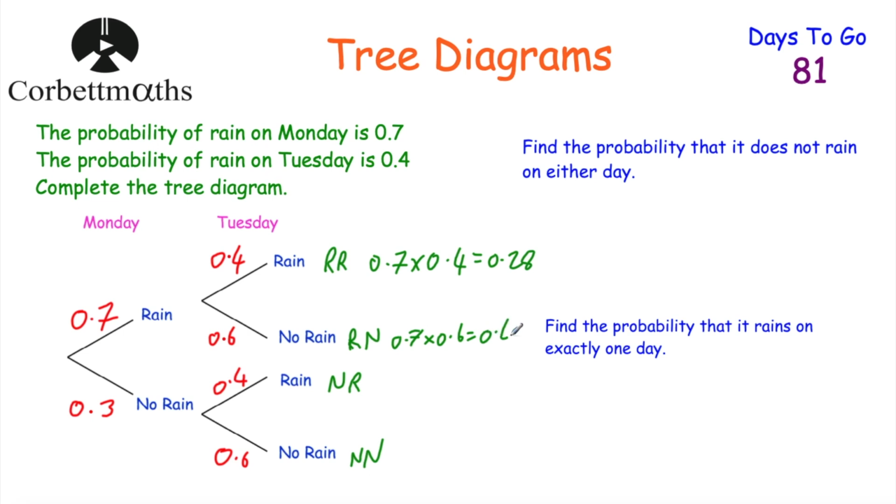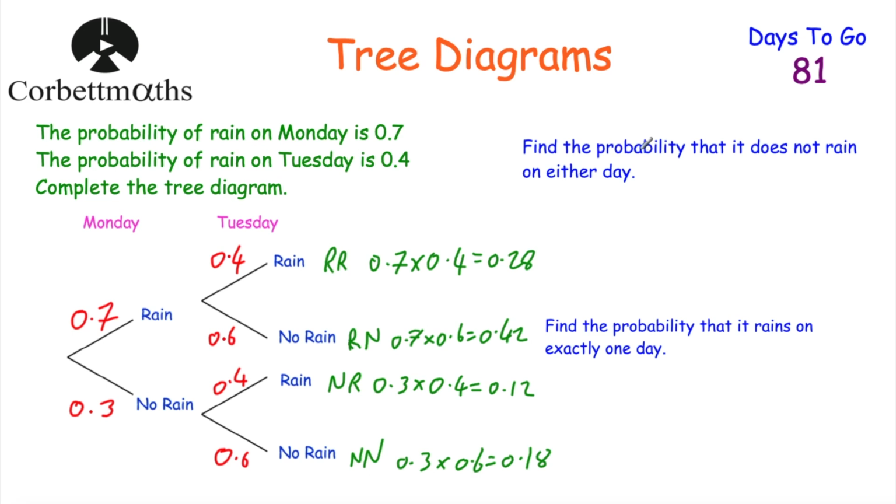That's equal to 0.42. The probability of no rain and rain would be 0.3 multiplied by 0.4. That's going to be equal to 0.12. And finally, the probability of no rain and no rain would be 0.3 times 0.6. So 0.3 multiplied by 0.6 is equal to 0.18. So I've listed all the outcomes: rain and rain, rain and no rain, no rain and rain, and no rain and no rain. And we've got the probabilities of each of those.